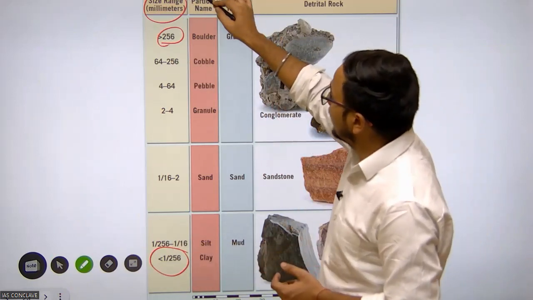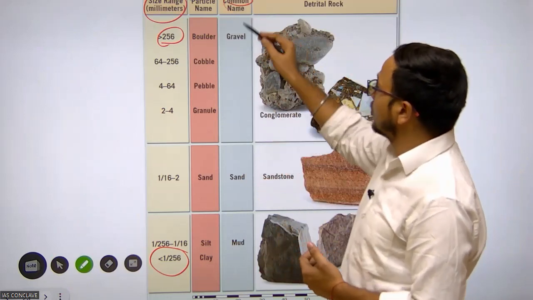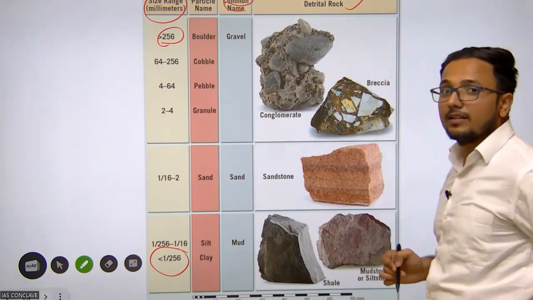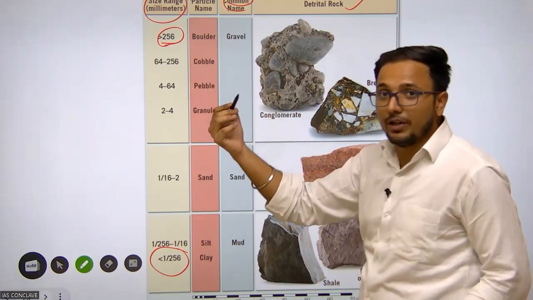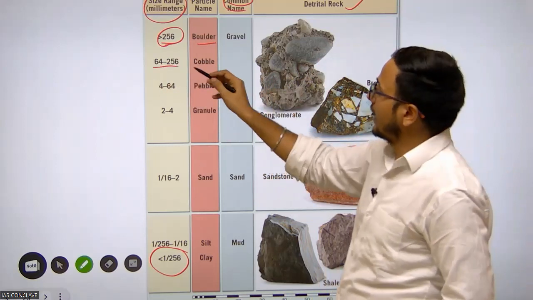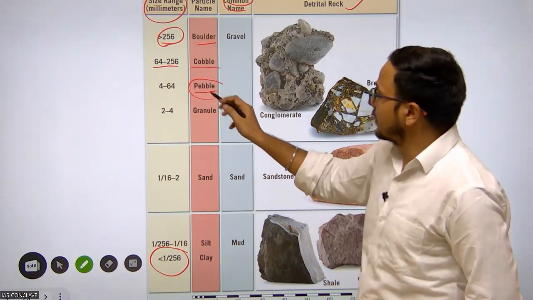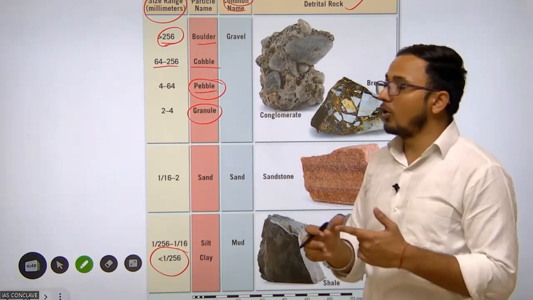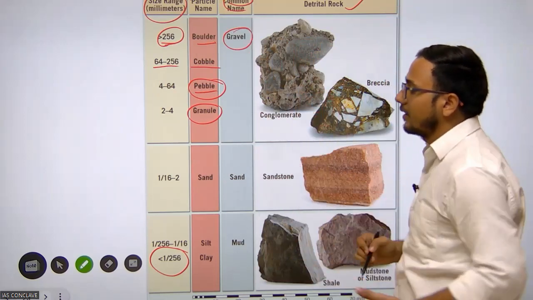This is the particle name according to their particle size, a common name given to the particles, in this column. We will look at the detrital sedimentary rock. If the particle size is greater than 256 millimeters, we call them boulders. If it is 64 to 256, we call them cobbles. Then, if you look at the bottom, pebbles, then granules. The common name of these particles, like boulder, cobble, pebble, we name them gravels. So these are the gravel size particles.